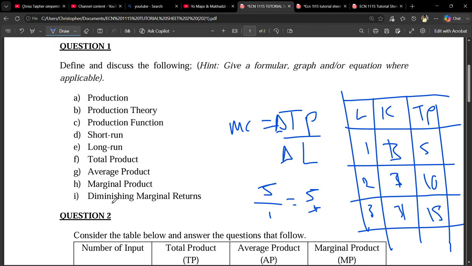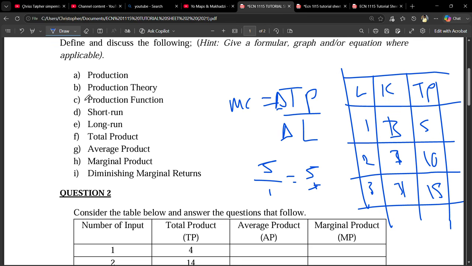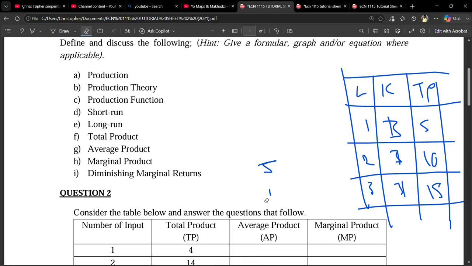Now, what is diminishing marginal returns? This was supposed to be the law of diminishing marginal returns. So what is the law of diminishing marginal returns? It simply tries to explain how the marginal product is going to change when we keep on adding a changing variable to a fixed variable. How is the marginal product going to be changing?